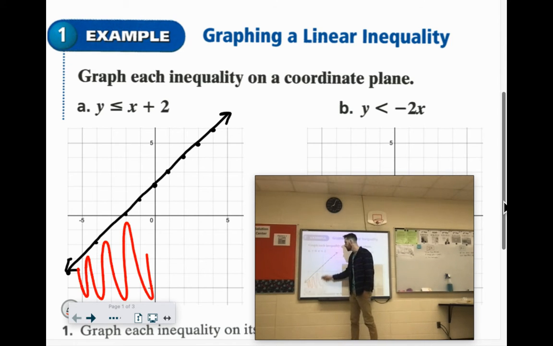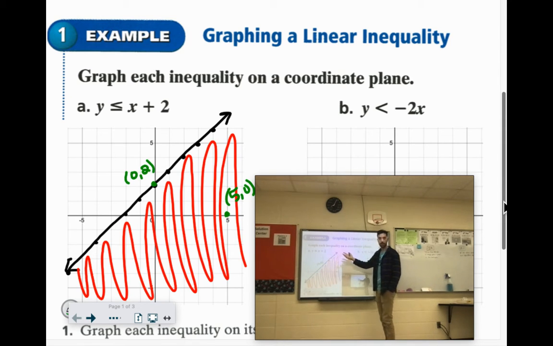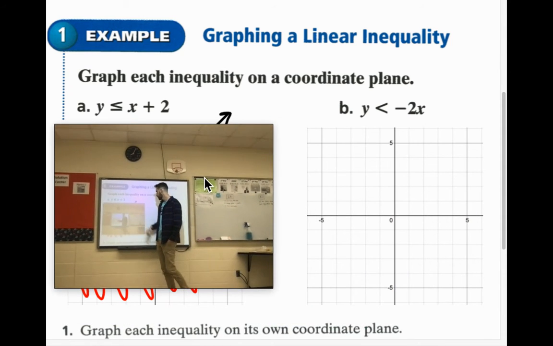When we were doing systems of equations, we were looking for one coordinate that worked for both of the equations, right? Here, any coordinate that is shaded would work with this inequality. Over here, 5, 0 is a solution. You can substitute that in for x and y, and it'll work out to be true. Even this point right here, because it's a solid line, it is included. That point would be 0, 2. If you substitute that into the original inequality, that works as well. So the shaded things are solutions to the inequality.